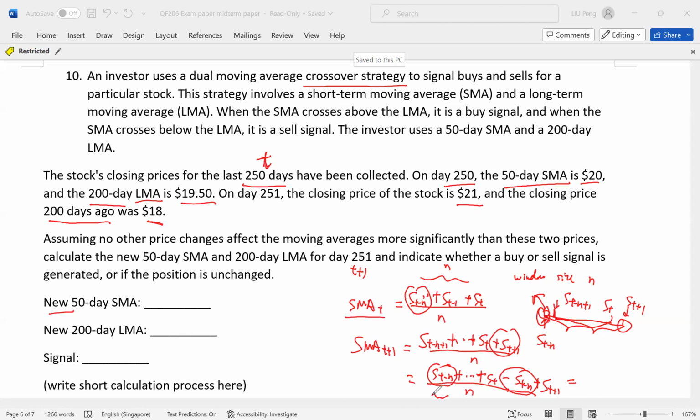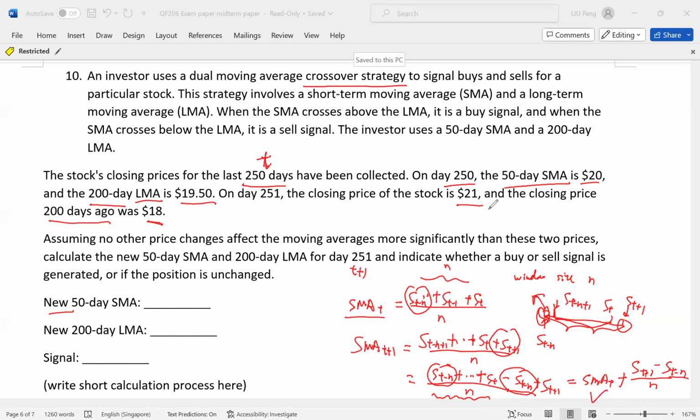Now let's treat this guy as a whole. This is just SMA_t. So we're left with plus 1/n still, but now we have S_{t+1} minus S_{t-n}. So now this is another expression, and with this we can now calculate SMA_{t+1}.